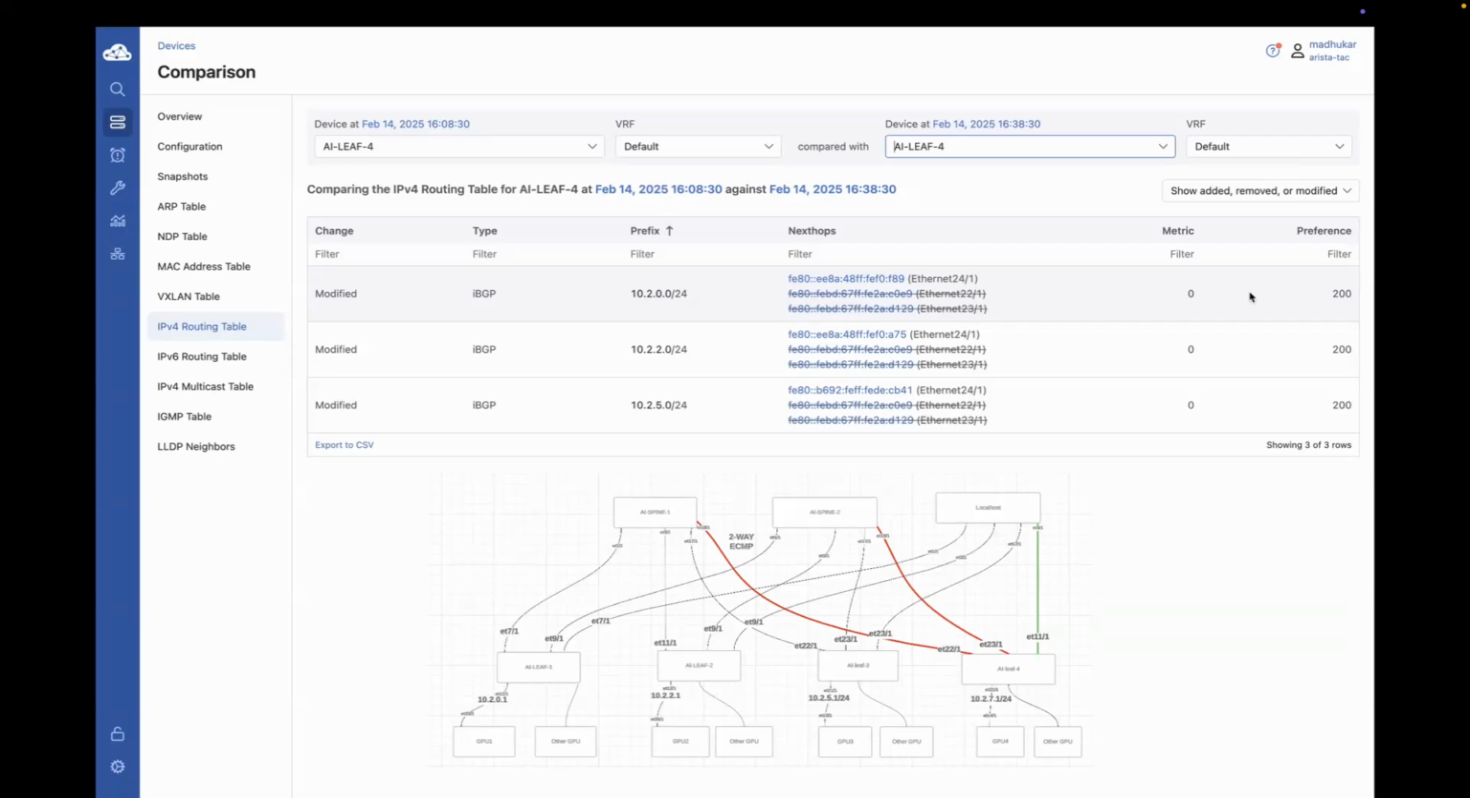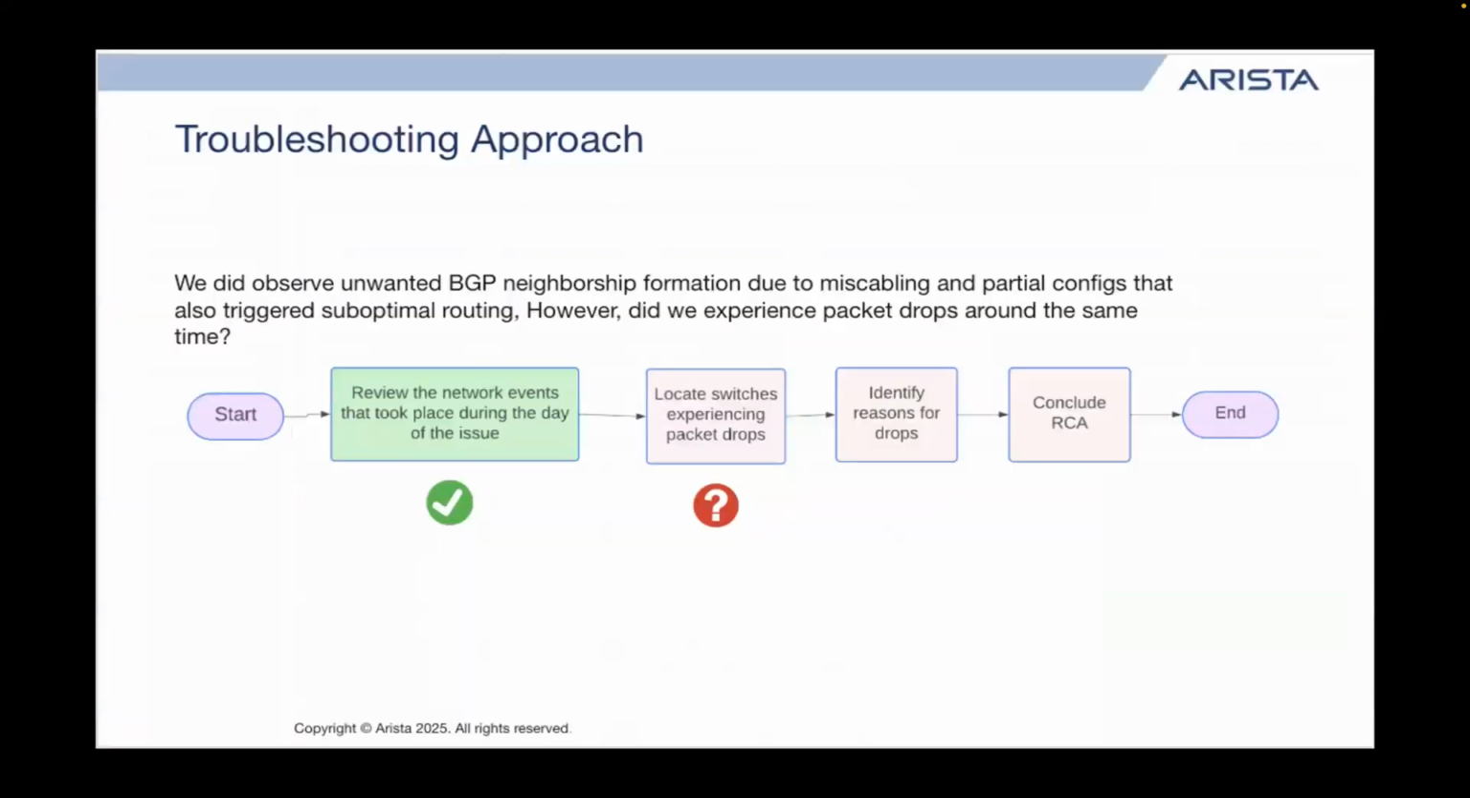As we can see on the screen, the preference value was set to 2200 for this neighborship between the leaf devices, and those are the ones which are getting more preferred as a path in the issue state. Now, we do understand that there was a new path that was formed during the time of the issue, but we still need to understand how it impacted or degraded the performance in their network.